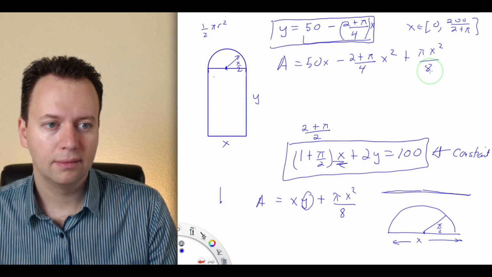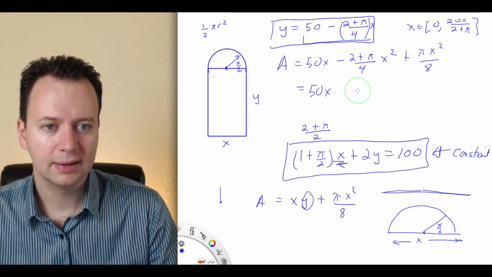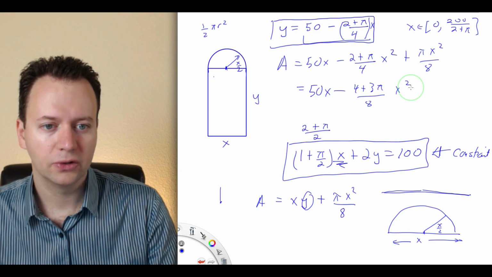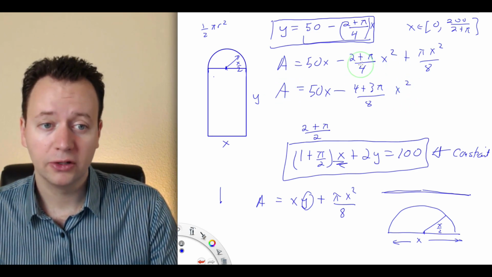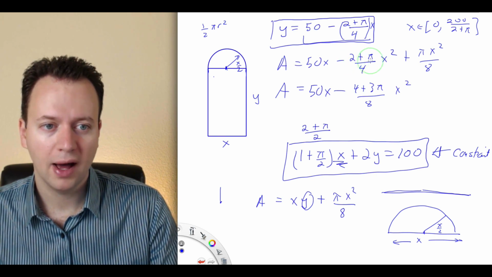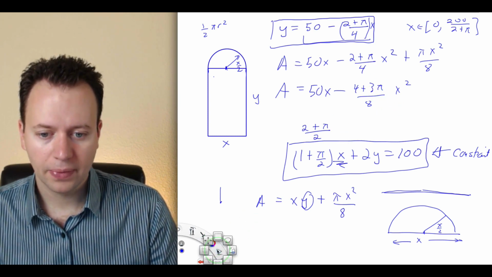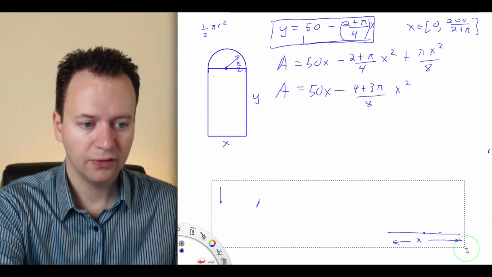The common denominator would be 8. So that's equal to 50x minus 4 plus 3 pi over 8 x squared. So it's going to look like that. Right, so I multiplied this one by 2 over 2, so I get 4 plus 2 pi over 8. 2 pi over 8 plus 1 pi over 8 is 3 pi over 8, so there's the common denominator. So that's the area equation, so that the constraint's satisfied.